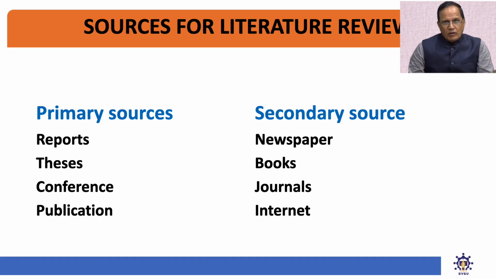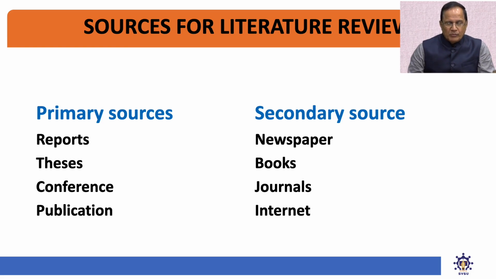Now, there could be different sources of conduction of literature review. Among them, the major categorization is the primary sources and the secondary sources. If we take example of primary sources, then various kinds of reports, themes, conferences, publications can be included in the primary source, whereas in the secondary source we can include the newspaper, books, journals and the material available digitally or on internet, that can be included in the secondary sources of literature review. Now, what are basic main sources?